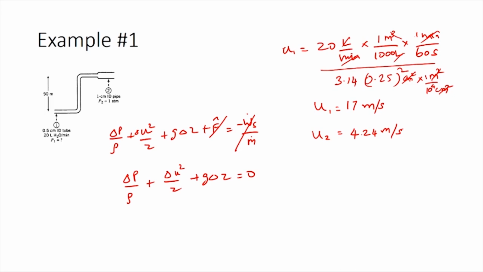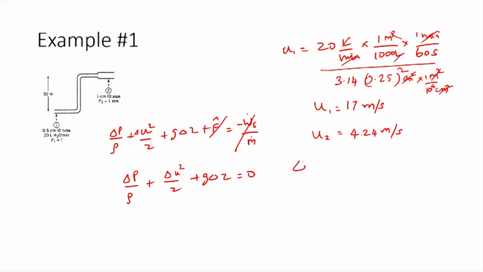What you see is that the cross sectional area at point 2 is going to be 4 times the cross sectional area at point 1. This is because the radius at point 2 is 2 times the radius at point 1, which means the cross sectional area at point 2 will be 4 times the cross sectional area at point 1. This means the linear velocity will be 1/4 of the linear velocity at point 1. So, therefore, we get u2 equals 4.24 meters per second.